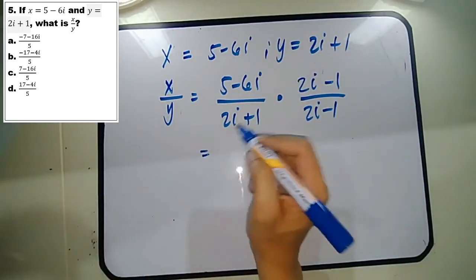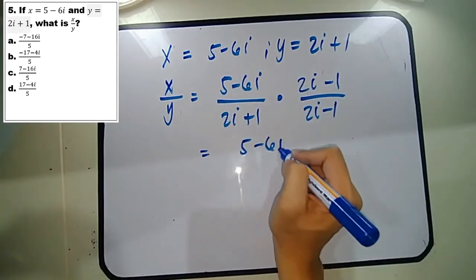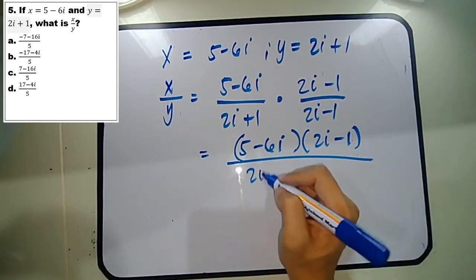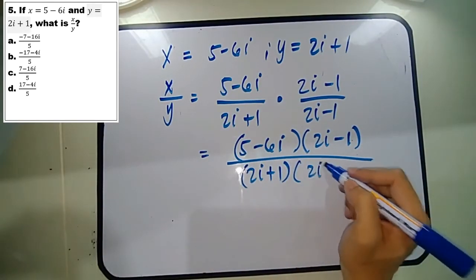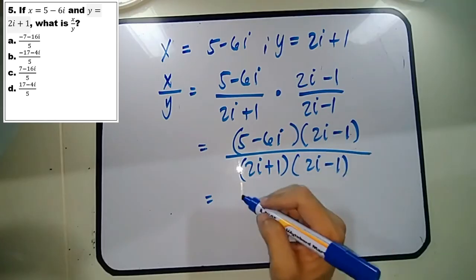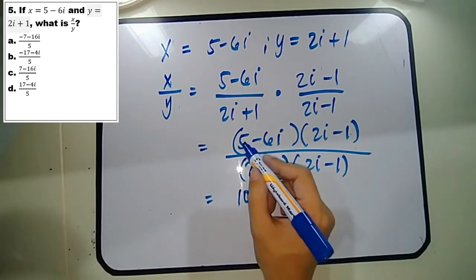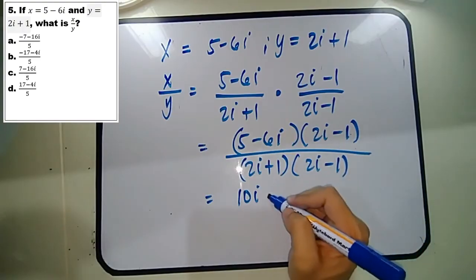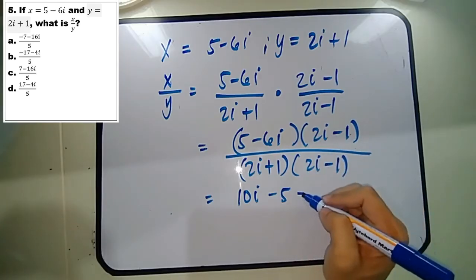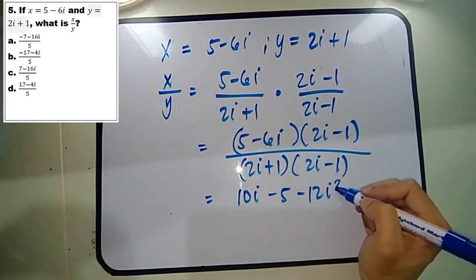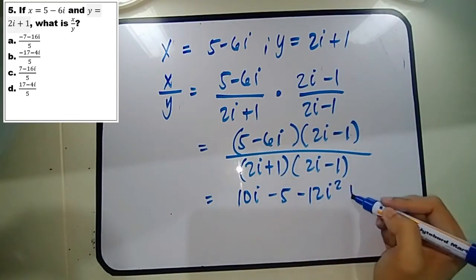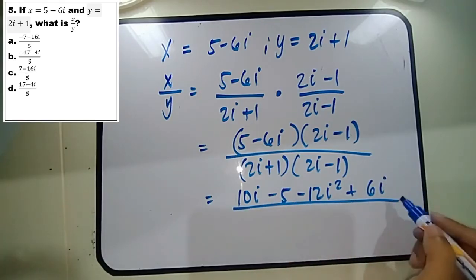So multiply natin, guys. So that is 5 minus 6i times 2i minus 1 all over 2i plus 1 times 2i minus 1. So i-FOIL method natin 'to, guys. So 5 times 2i, this is 10i. 5 times negative 1, this is negative 5. Negative 6i times 2i is negative 12i squared. Negative 6i times negative 1 is positive 6i over, same here.